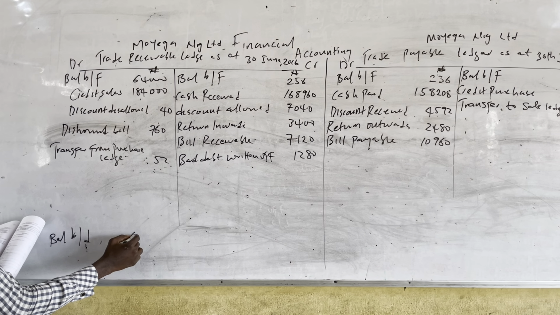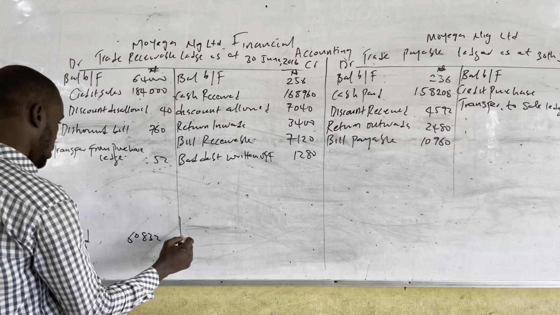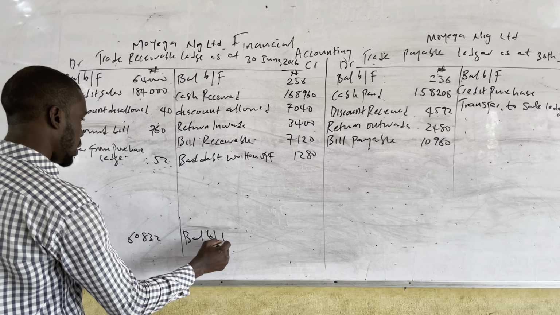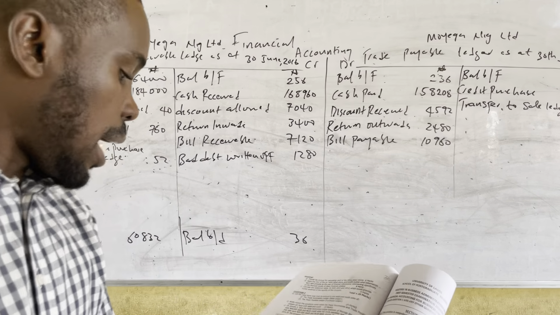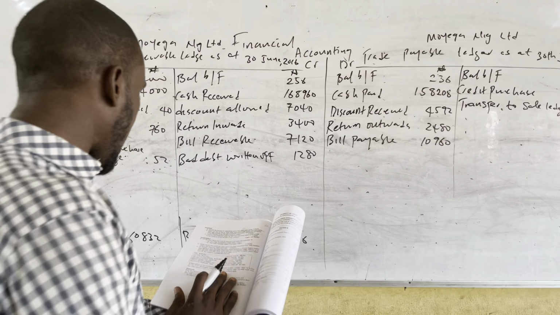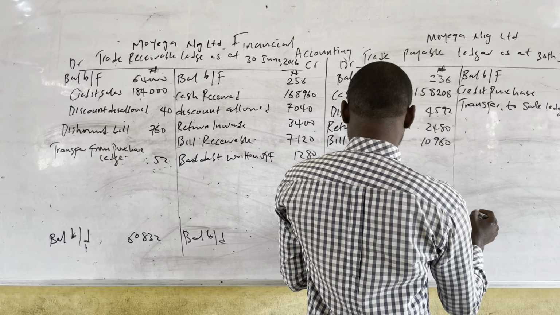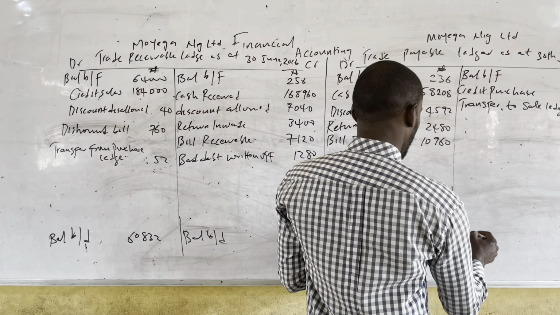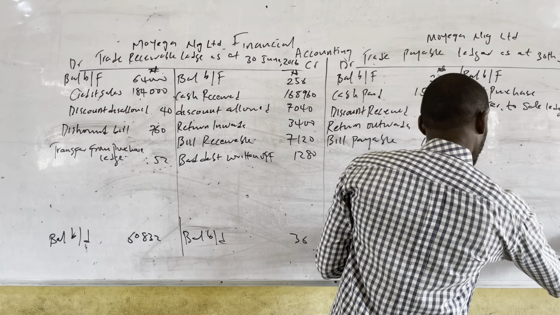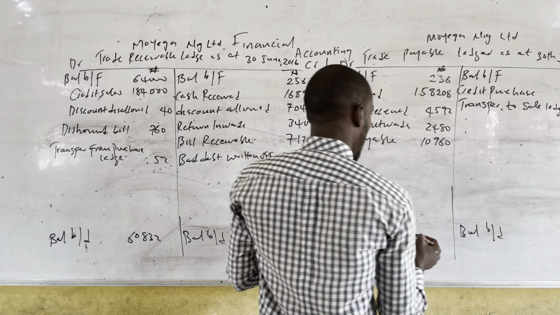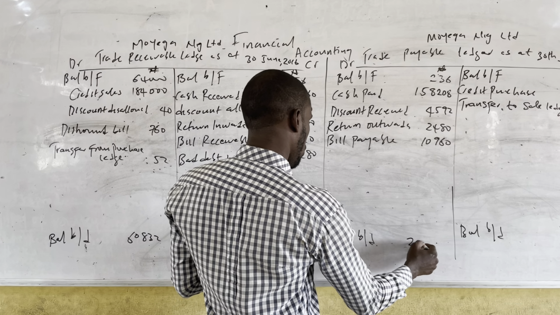How much? 6. And balance brought down 30 what? 36. For the receivable, now let's check out for the payable. Okay, they were on the credit side, balance brought down 15,690 and balance brought down 260.